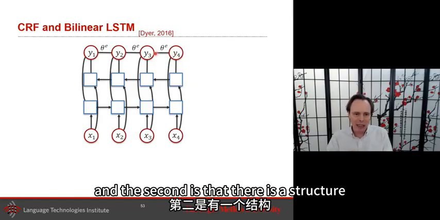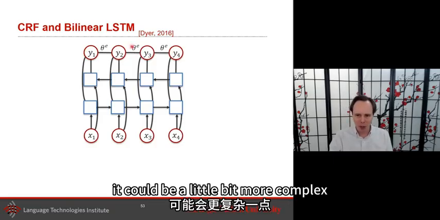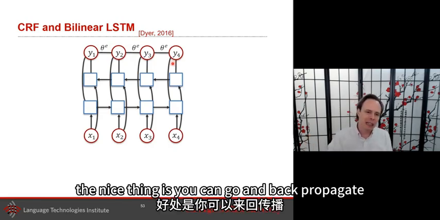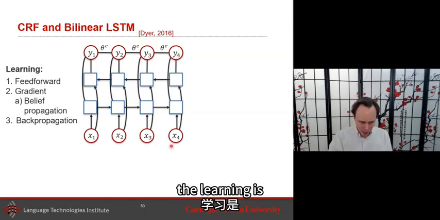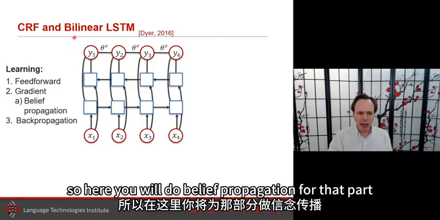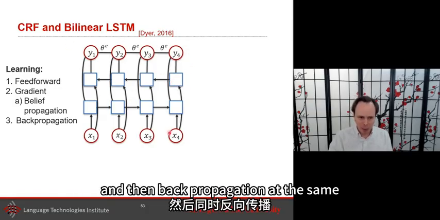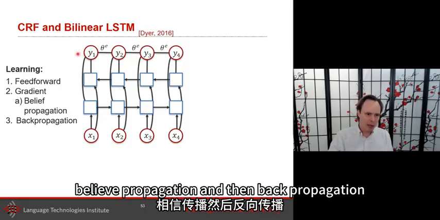And the second is that there is a structure, and here it is a simple temporal structure, could be a little bit more complex. And the nice thing is you can back propagate. The learning is feed forward, and then the gradient back propagation. So here you will do belief propagation for that part, and then back propagation. So feed forward, belief propagation, and then back propagation.